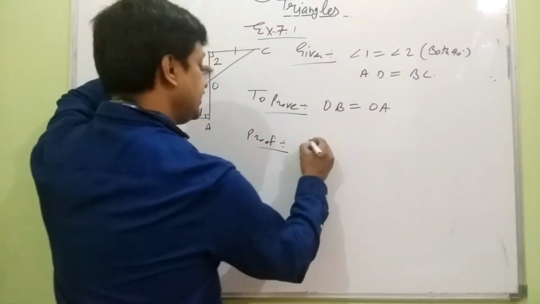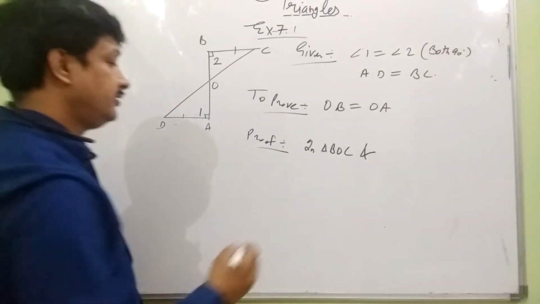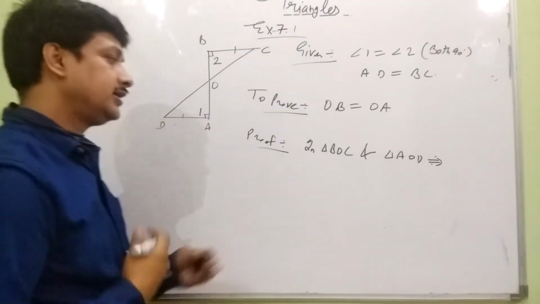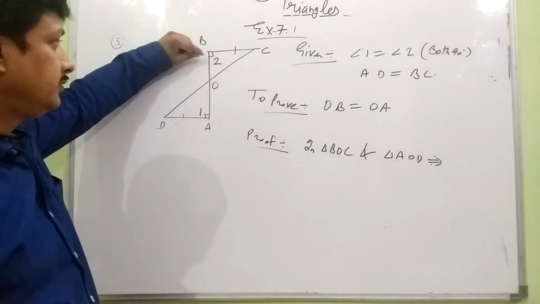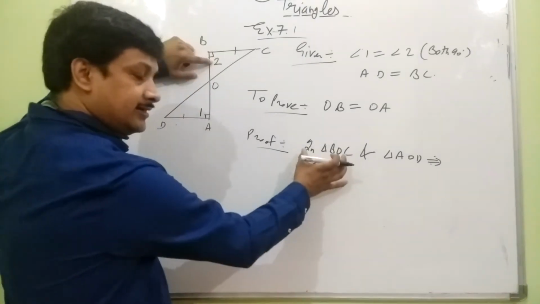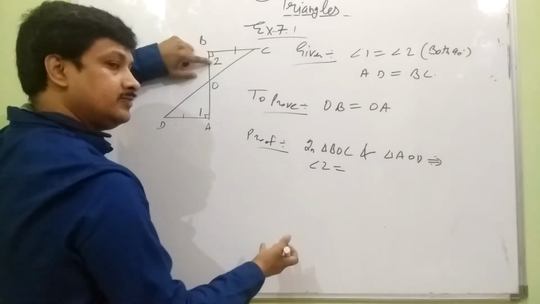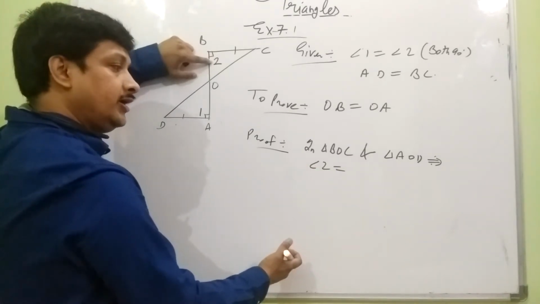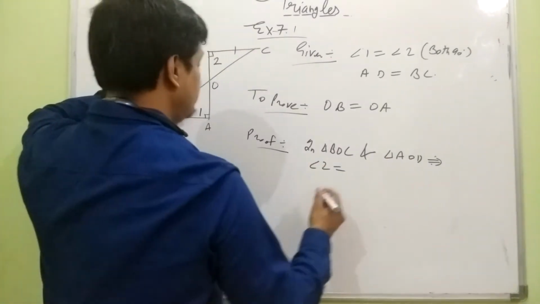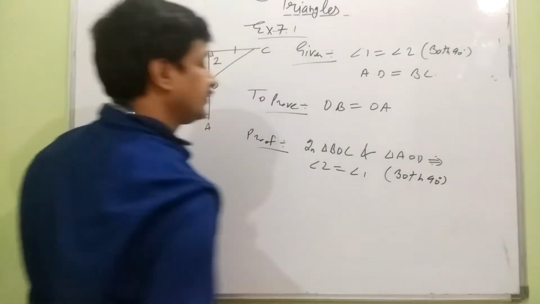So let us take these triangles. First triangle is triangle BOC, and this triangle is triangle AOD. So what are the three things? First thing, you can say angle 2. If you write triangle BOC on the left side, you will keep all the things of this, means angles and sides, on the left side only, and for this triangle on the right side. Okay, so angle 2 is equal to angle 1 because both are 90 degrees.